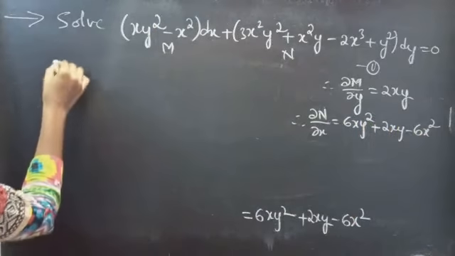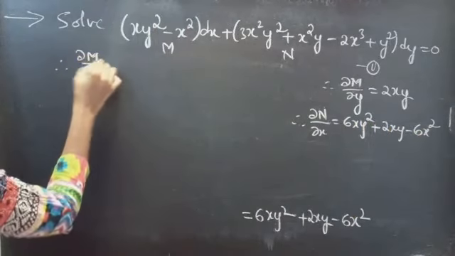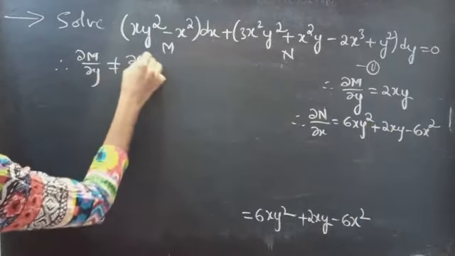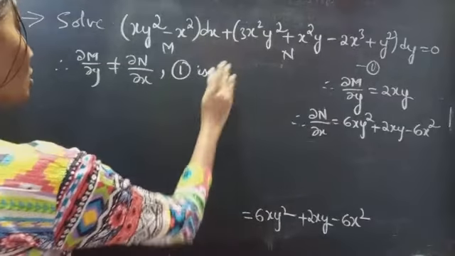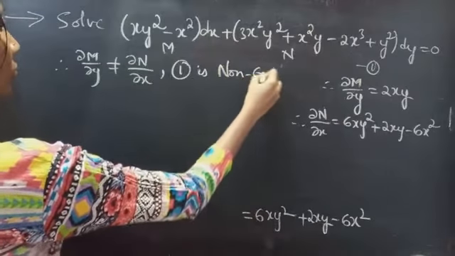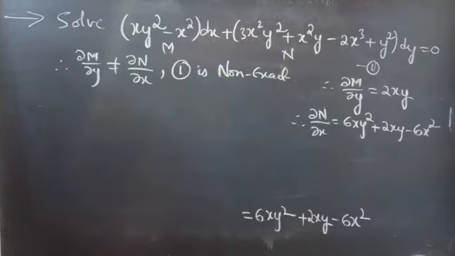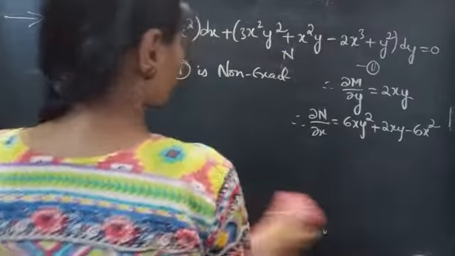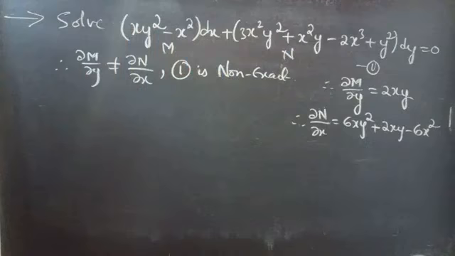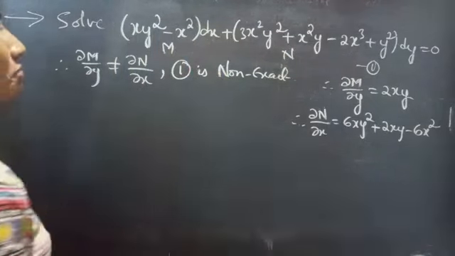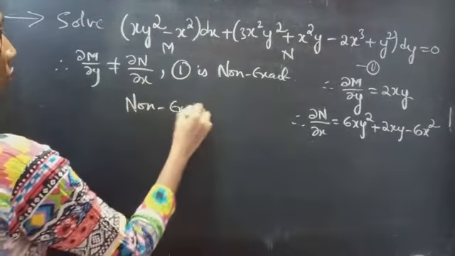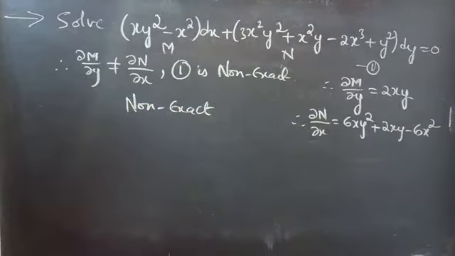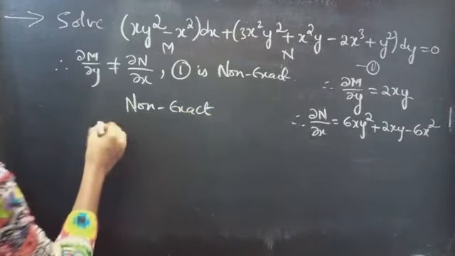From this we can say that the partial derivative of M with respect to y is not equal to the partial derivative of N with respect to x. That is, the given equation is non-exact. Now we need to reduce the given equation to an exact equation, so for that we need an integrating factor. The given equation is non-exact and also non-homogeneous.